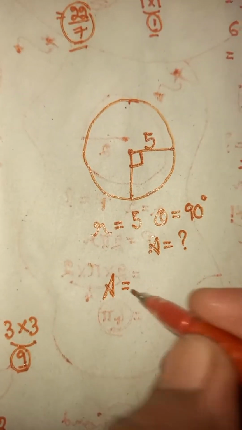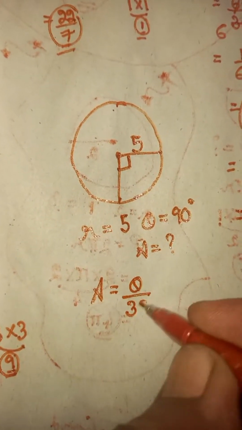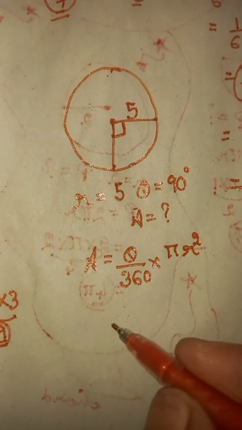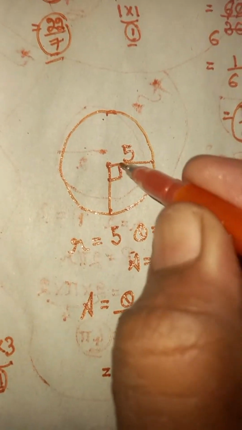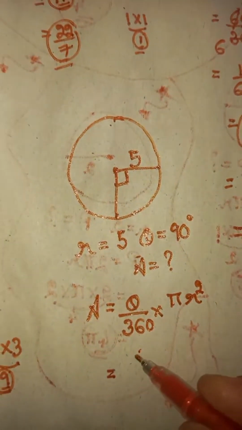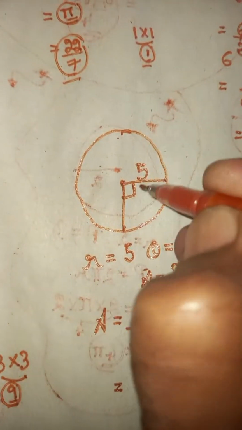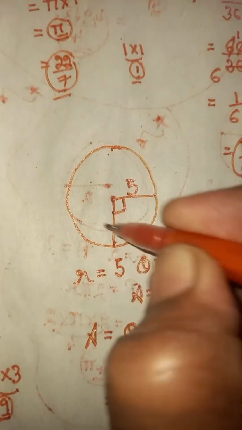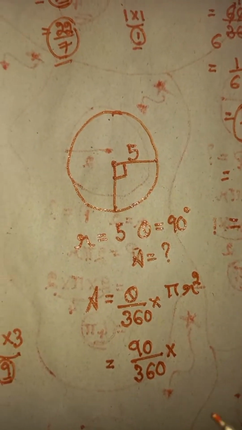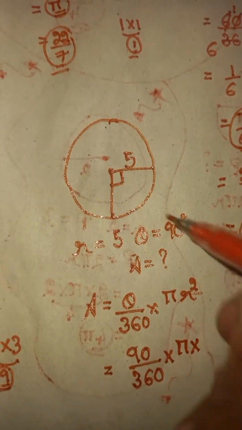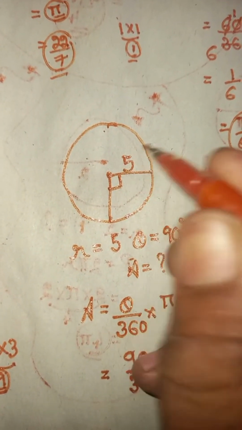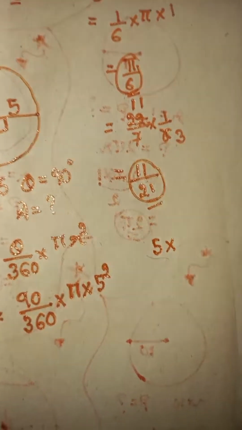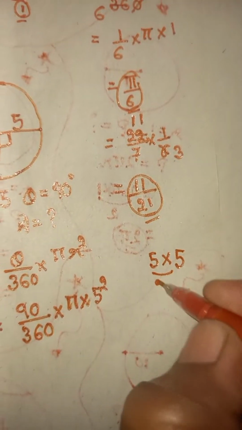Area of the circle, here also you can find it out: theta by 360 times pi r square. Theta by 360 times pi r square means here theta angle is 90 degrees, and the complete circle angle is 360 degrees. So you need to take theta by 360 times the area of the circle, which is pi r square. So it's going to become pi times radius. They are giving us 5 units, so it is 5 square. 5 square means 5 times 5, and 5 times 5 is 25.